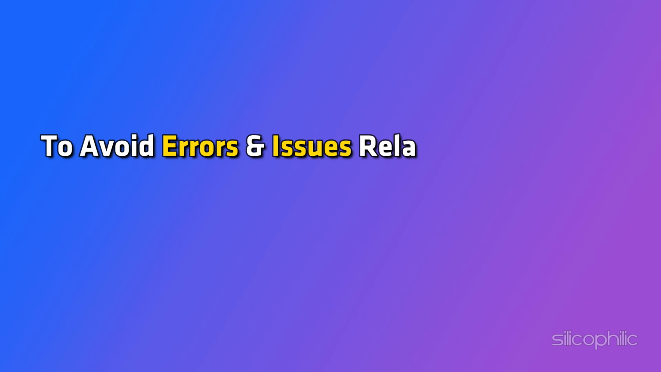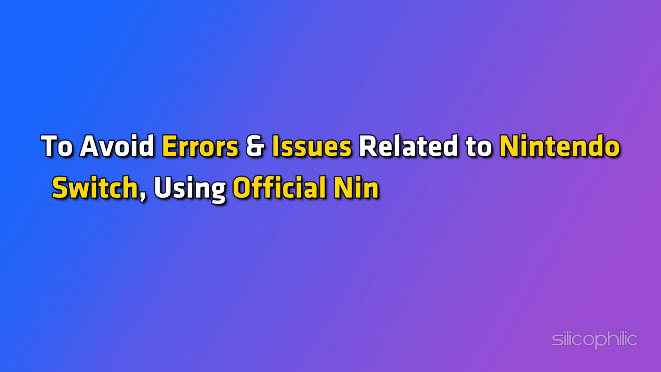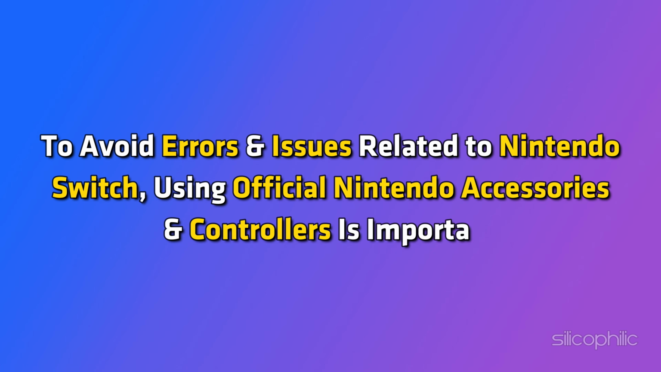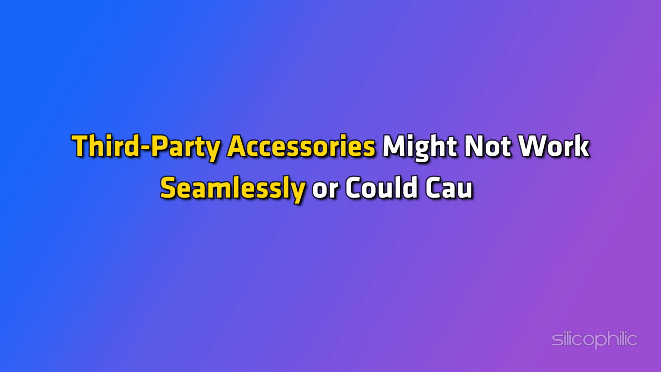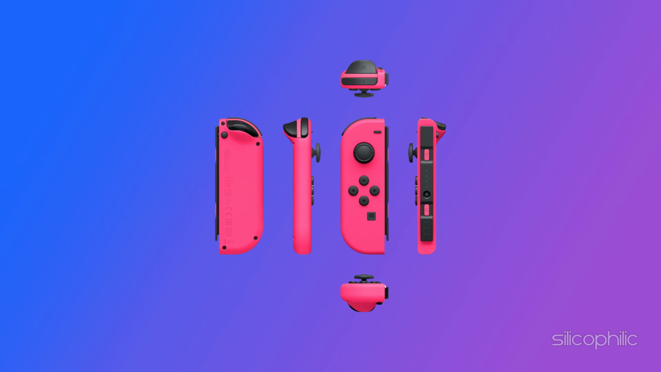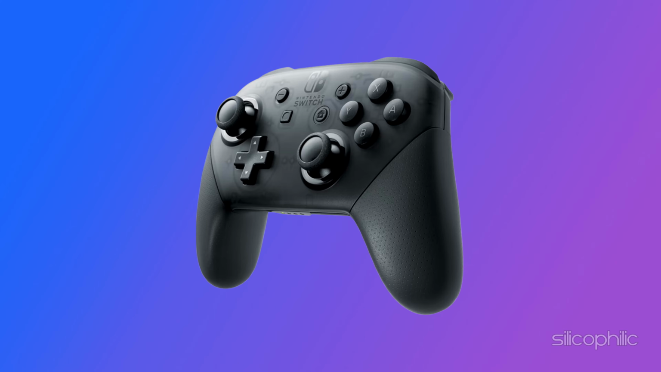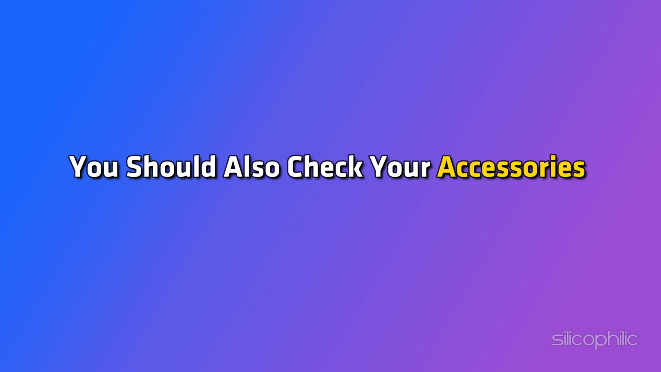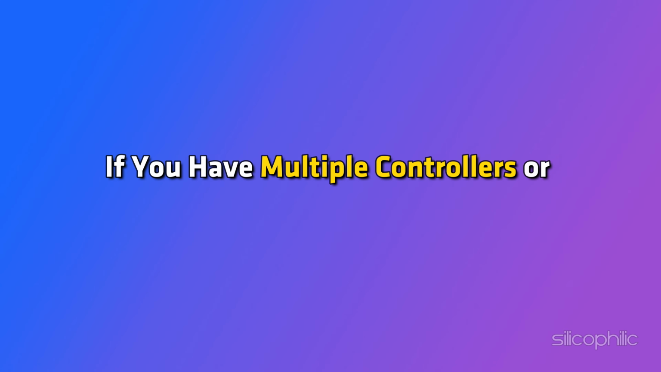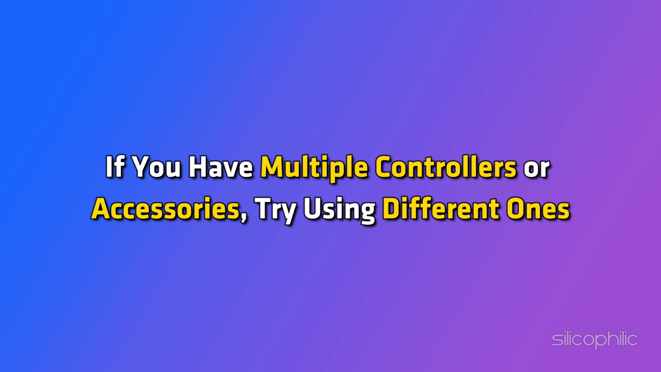Method 7. Use Nintendo's official accessories and controllers. To avoid errors and issues related to Nintendo Switch, using official Nintendo accessories and controllers is important. Third-party accessories might not work seamlessly or could cause compatibility issues. So, stick to genuine Joy-Cons, Pro controllers, and other official gear for the best experience. You should also check your accessories and controllers for any visible damage. If you have multiple controllers or accessories, try using different ones.